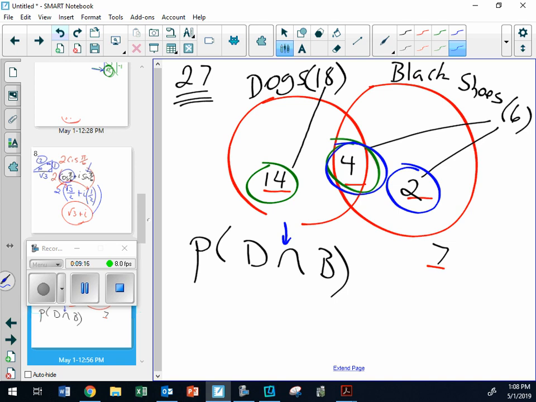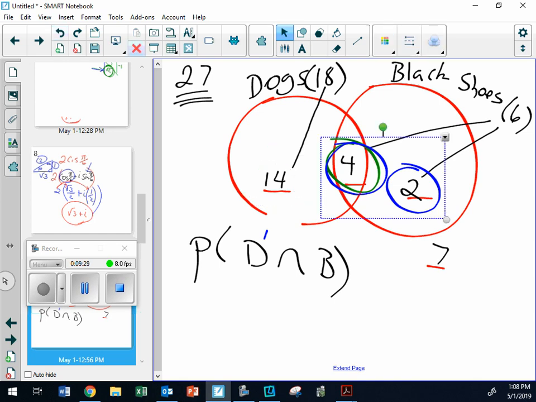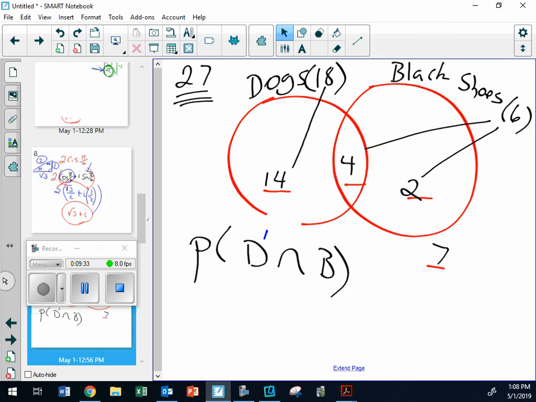All right, so not dog intersect black shoes. Not dog. And the way I maybe think about it is like circle all the things that you think are not dog, and then circle all the things that are black, and then try to figure out what that symbol means.